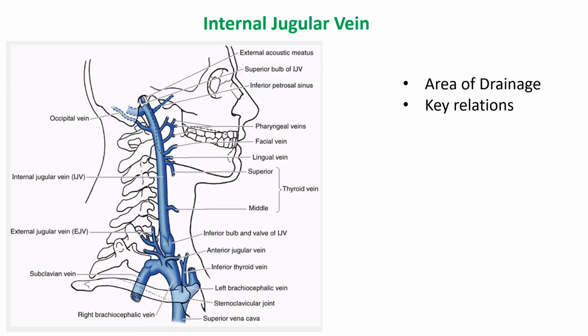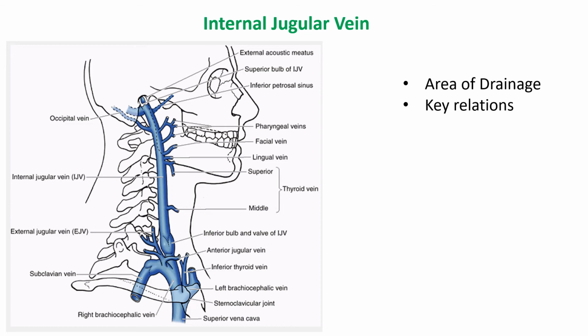So now let's talk about the internal jugular vein. The internal jugular vein drains the brain, the anterior face, cervical viscera, and the deep muscles of the neck. It also drains parts of the cranial cavity by means of the sigmoid sinus. So the sigmoid sinus continues as the internal jugular vein, and this happens in the jugular foramen, which is present in the base of the skull.